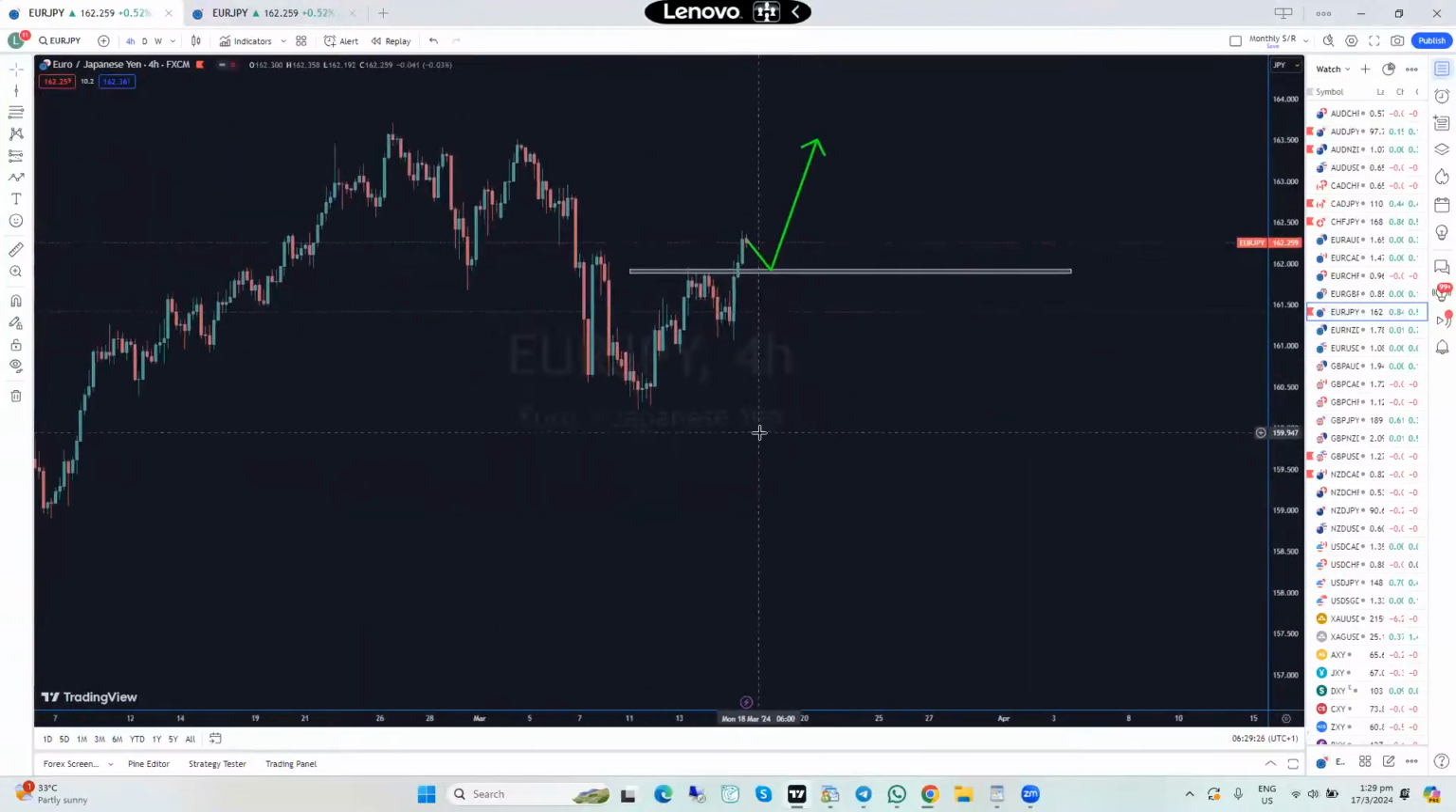Bottoms out, one higher low, second higher low, higher high, waiting for a third higher low, then this would be a very nice place for us to jump into it. So Euro yen, very classic break and retest.